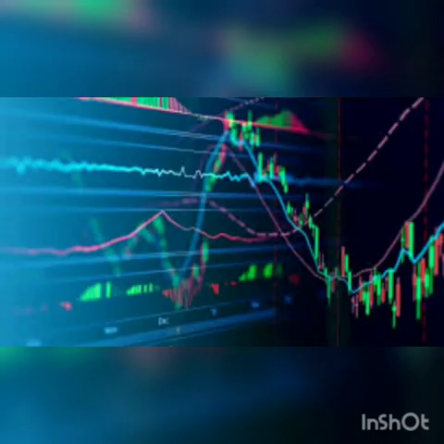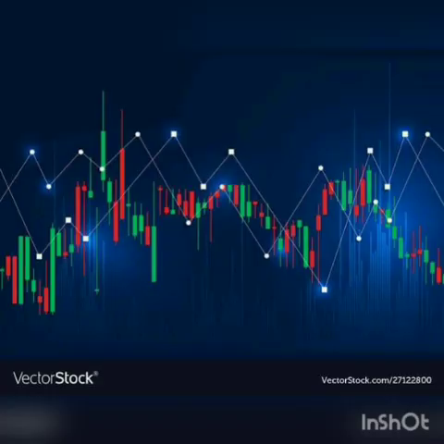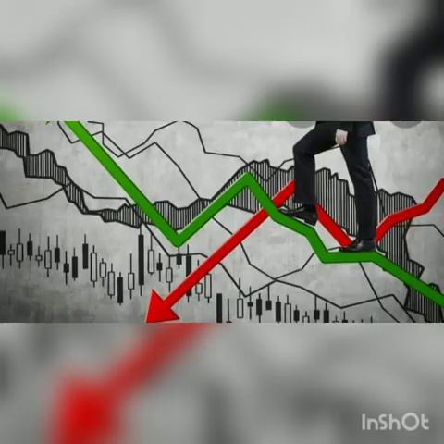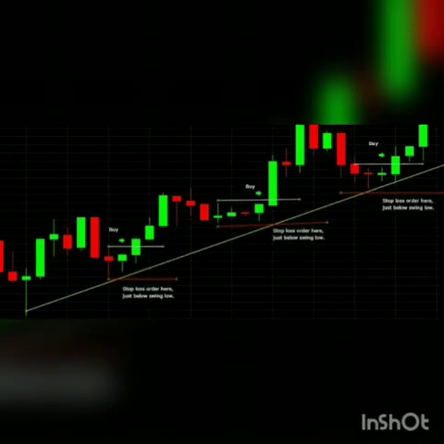So often you see images of a bull and bear fighting with each other. These images are related just to the stock exchange and forex exchange market.